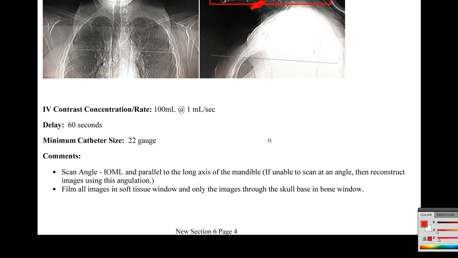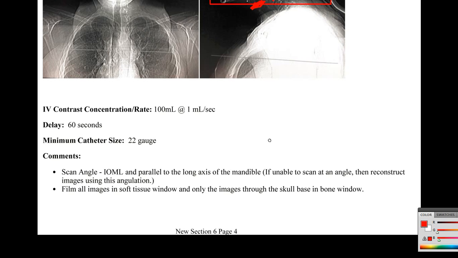Minimum catheter size based on this flow rate of 1 milliliter per second: a 22 gauge should be sufficient. We always strive for smaller gauges like an 18 to a 20, which means when we decrease in gauge size, we're actually getting larger IVs. We strive for larger IVs, but a 22 will be sufficient for this based on the reduced flow rate.